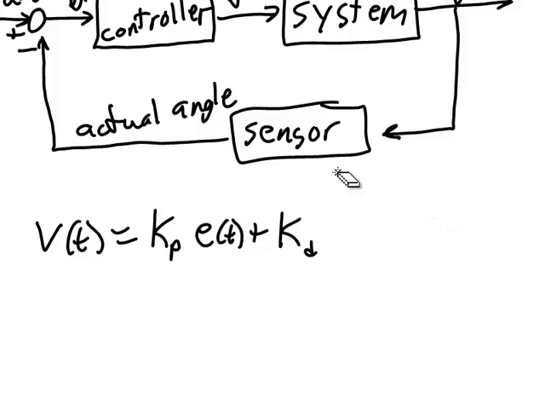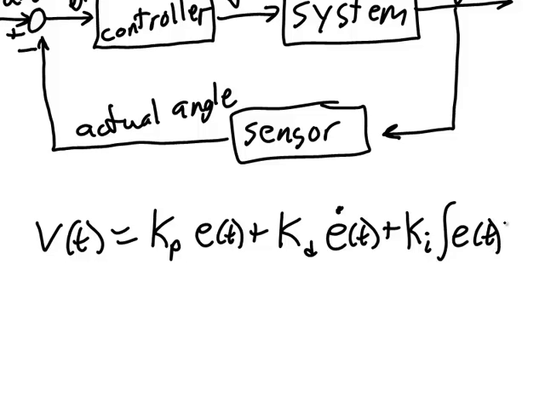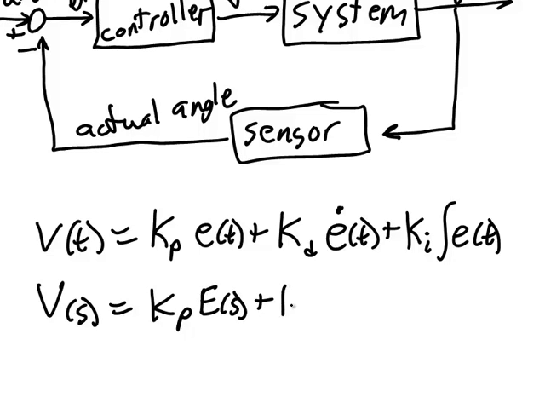Or let me write this as E dot, since we've been using dots to represent derivatives. And some kind of a value times the integral of the error. So let's take the Laplace transform of this. The voltage as a function of S would be Kp times the error as a function of S. I have an S in this term since we have the derivative of the error, and here I have an s in the denominator because of the integral of the error.